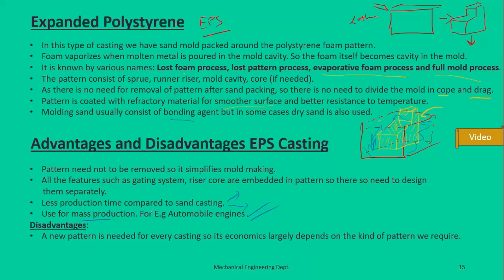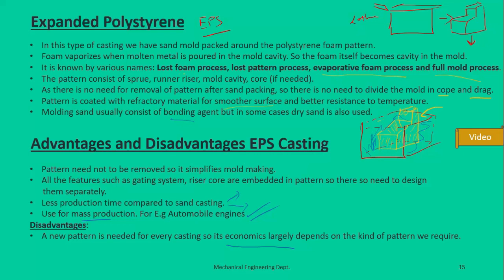Another disadvantage for this kind of casting process is that we need a new pattern every time, so it has some economic burden. It is economically somewhat expensive because we need a new pattern every time. Rather, it is very favorable for mass production and for complex shapes.